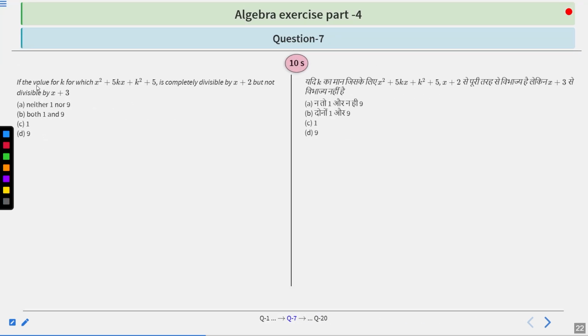Next, find the value of k for which x square plus 5kx plus k square plus 5 is completely divisible by x plus 2, but not divisible by x plus 3. Options are option A, neither 1 nor 9, option B, both 1 and 9, option C, 1, and option D, 9. These are the options. You have 10 seconds to find which one of them is correct. After that, I will do the solution.